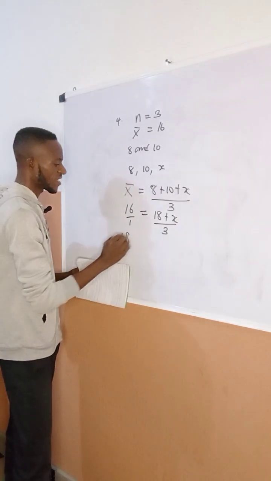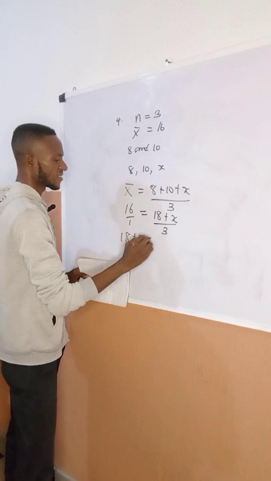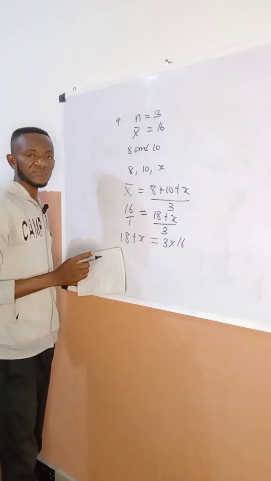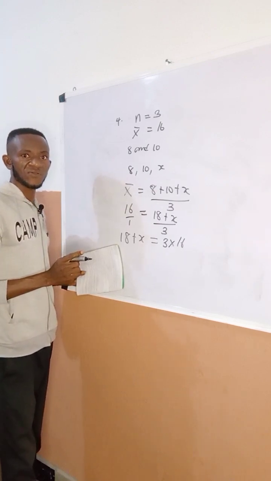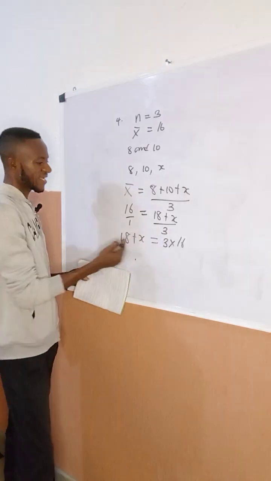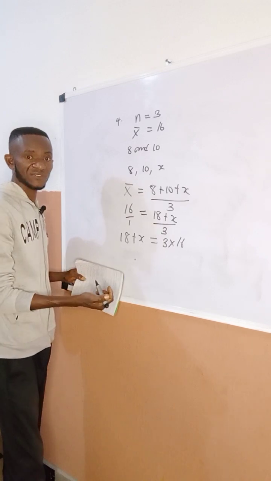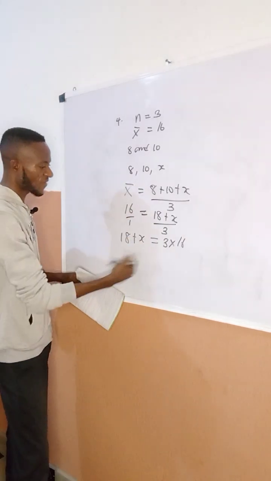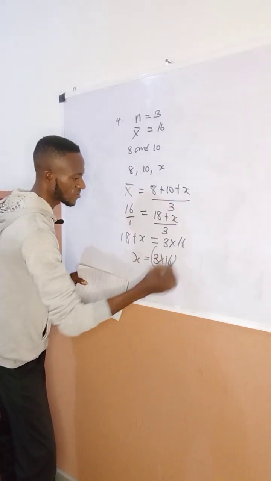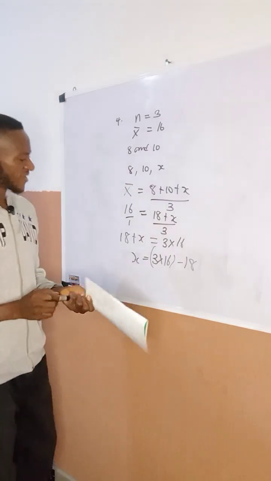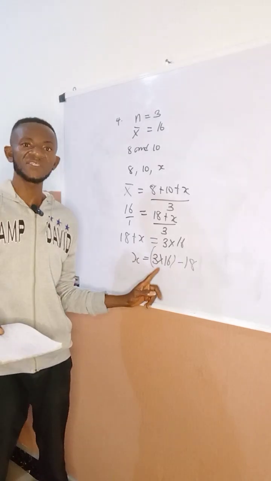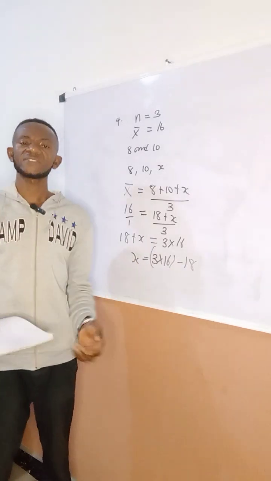And what I have here becomes 18 plus x equals 3 times 16. Of course, you know that this number and this number are like terms, so you can easily keep your x here and take this 18 over here. And this becomes that x is given as 3 times 16 minus 18. So the moment you press your calculator, 3 times 16, subtract 18 from it, you must have gotten the value of your x.